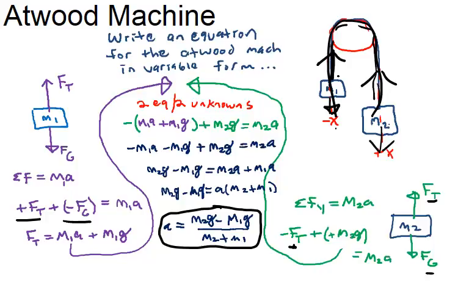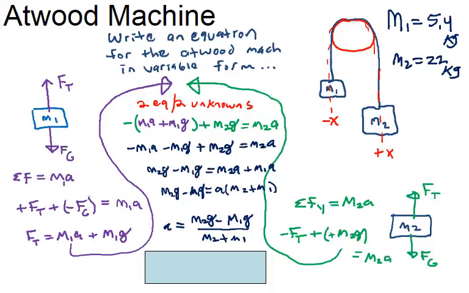And then we substitute for force of tension here. We can place that in. Just got to make sure to distribute the negative, and that's a common mistake to forget to do. And then we get the acceleration of the system. And let's say that the mass 1 is 5.4, and mass 2 is 22. Go ahead and pause the clip and calculate the acceleration as well as the force of tension.